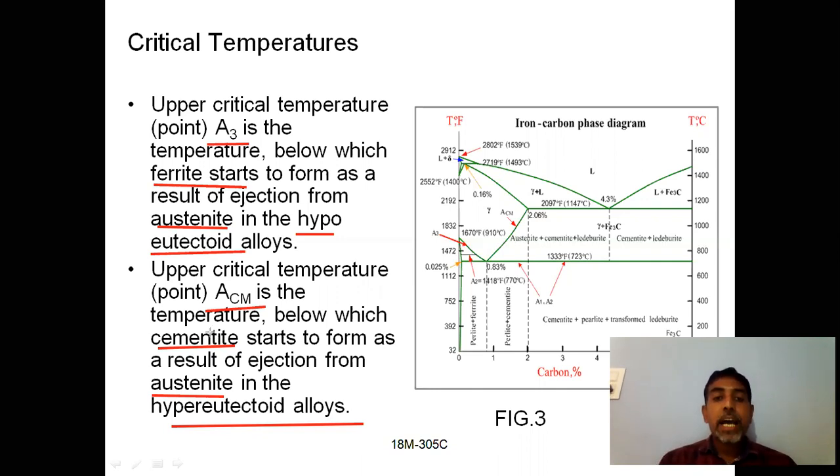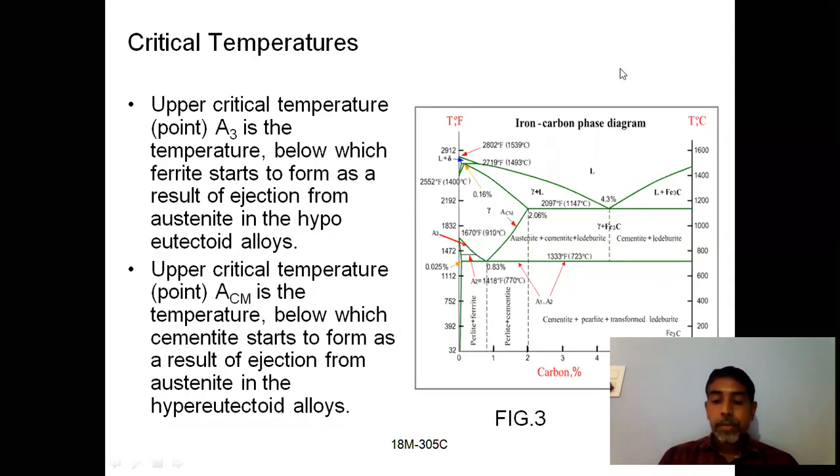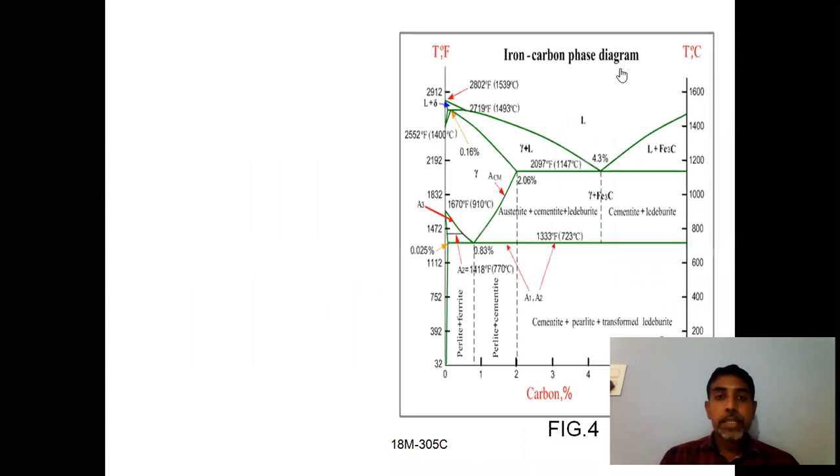Okay, so what is happening at A3? You are going to get ferrite from austenite, and at Acm you are going to get cementite from austenite. Here you are going to get ferrite from austenite. Here you are going to get cementite from austenite. Those things you should remember. And coming to the next slide. See here.